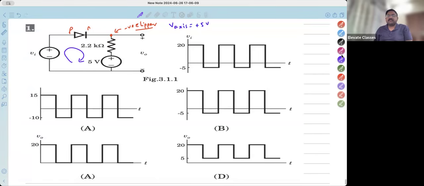So we can just draw a line for plus 5 volts, and everything below this line has to be cut. Negative clipper का मतलब है कि नीचे का पोर्शन कट होगा, नेगेटिव पोर्शन, और एक्सेस 5 वोल्ट है, मतलब 5 वोल्ट के नीचे जो भी है वो कट हो जाएगा. So if all this goes away, what is left? You have a waveform which is just from 20 to 5. Which of the options match? Option D is the correct option. Is this problem clear to everyone?